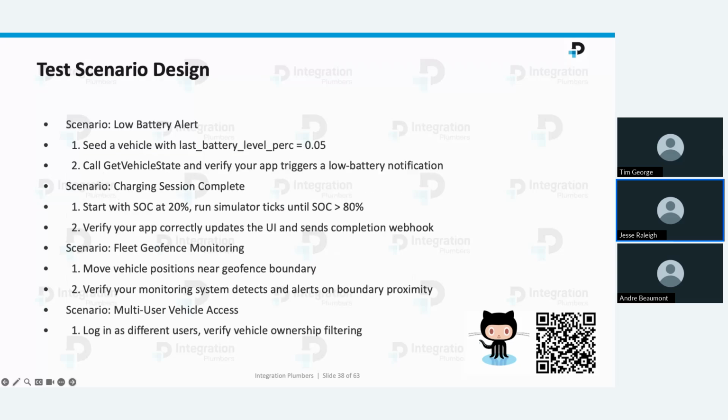Here are a few concrete test scenarios to illustrate the approach. For a low battery alert, you seed a vehicle at 5% charge and verify that your monitoring system fires the correct notification. For a charging session lifecycle, you start at 20%, run the simulator forward until the vehicle hits 80%, and verify that the UI and dashboards update accordingly. For geofence monitoring, you can just set the vehicle's position to somewhere outside the boundaries and make sure that your logic triggers appropriately. Each of these would be extremely difficult to test against the real API, but with the simulator, they're trivial to set up and repeat.